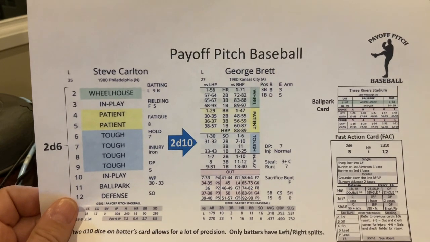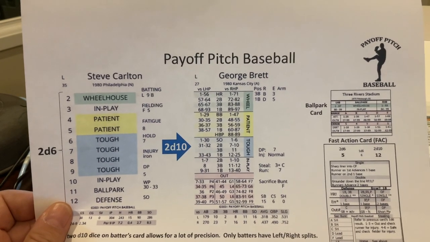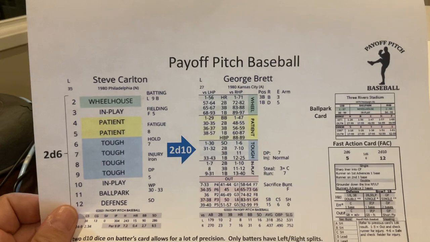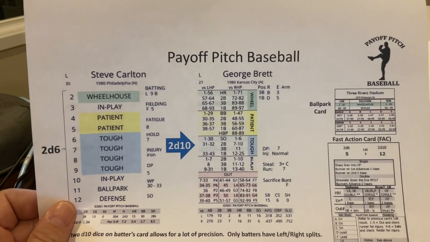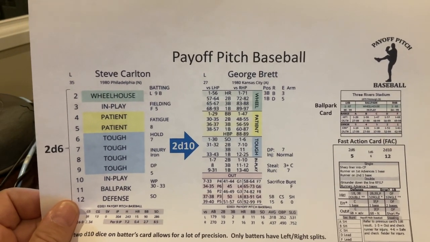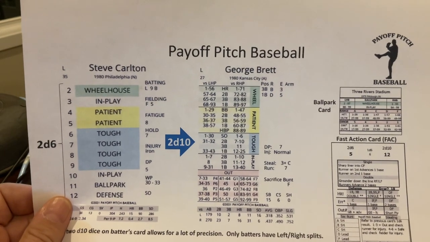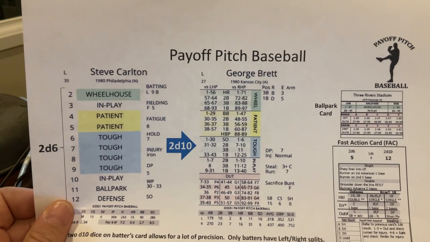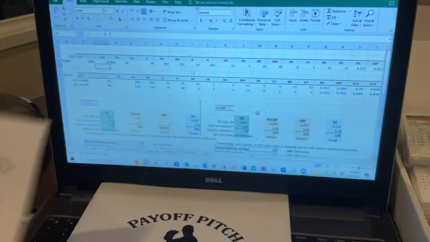I will point out, because this is relevant to this video, home runs only show up in the wheelhouse section. Walks and hit batsmen only show up in the patient section. Strikeouts only show up in the tough section. Singles, doubles, and triples can show up in each or any of the four sections, and that's important for what this video is about. So that's how it works.